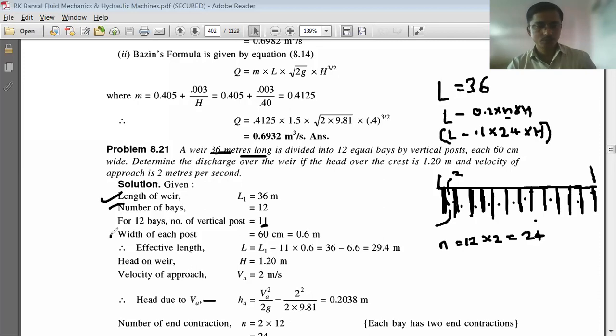Width of each post. हा लेंथ काढण्यासाठी बरोबर आहे. weir ची लेंथ काढण्यासाठी हे नाही लागेल. इथून पाणी जाणार आहे बरोबर आहे. मग एवढाच पोर्शन आपल्याला लेंथ घ्यावा लागेल. सो L is equal to width of the post is equal to 0.6 meter.